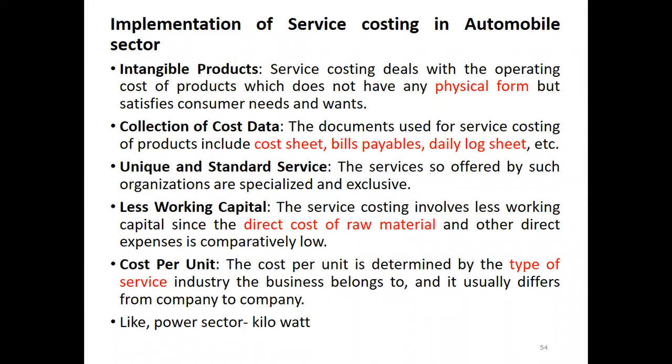Then bills payable means we have to pay certain bills of our suppliers and vendors, so we have to analyze this cost. And the daily log sheet is the daily book where we record each and every entry. This is also required in service costing. We use service costing for the power sector, where power is an intangible product, and we need to maintain the record of cost data: cost sheet, bills payable, and daily log sheet.